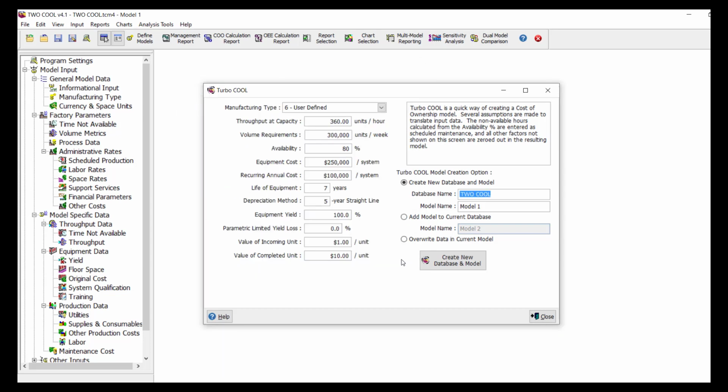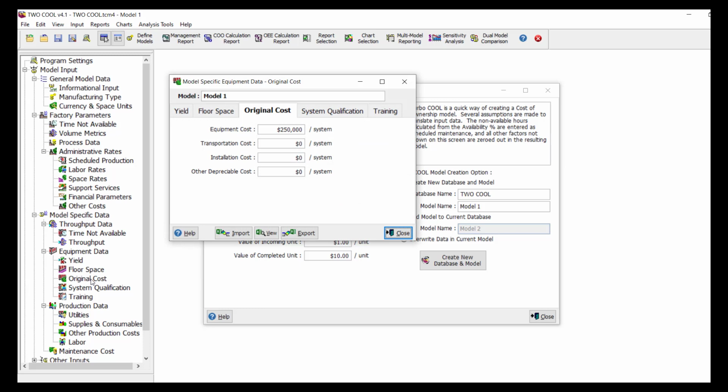Equipment cost is primarily the sum of all depreciable costs, which are available on the original cost form. This lump sum can be further divided amongst the other inputs on that form: transportation cost, installation cost, and other depreciable costs.